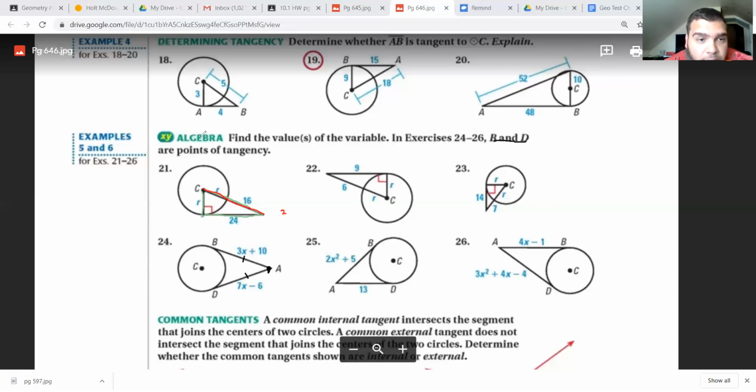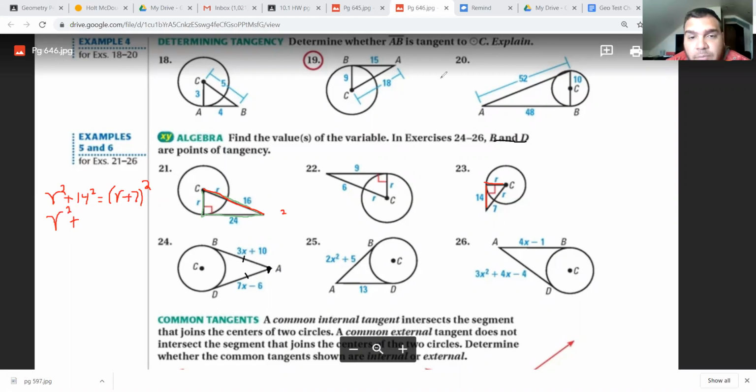Okay. Number 23. The legs are always A and B. So right here and right here are the legs. So we're going to have r squared equals r squared plus 14 squared, equals r plus 7 squared. And remember, r plus 7 squared should be in parentheses. Very important. Why are we setting up number 23 like that?